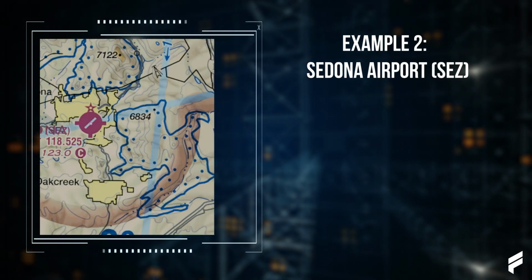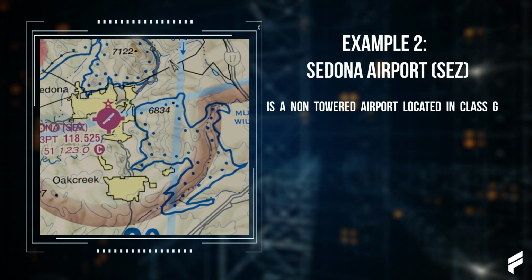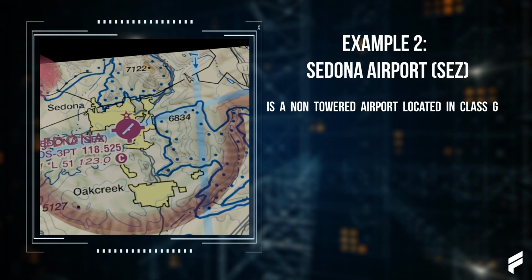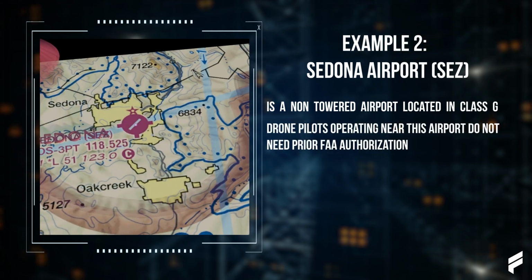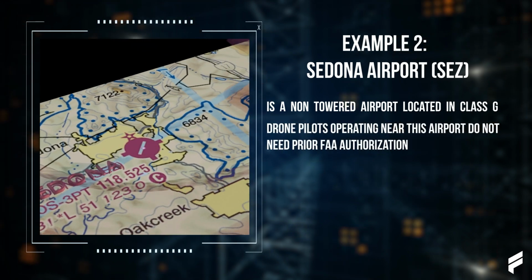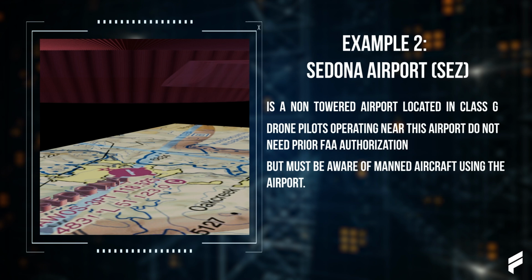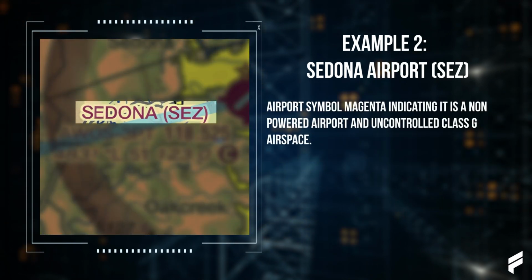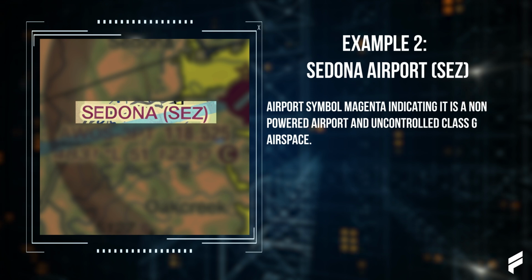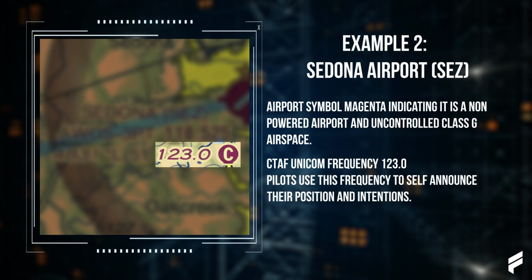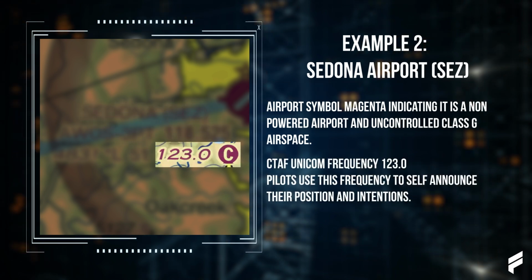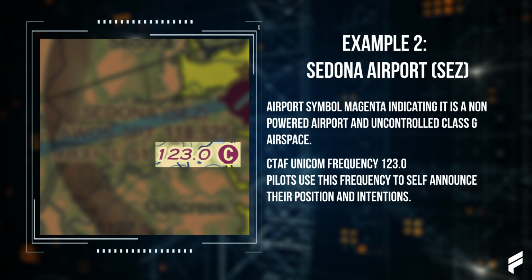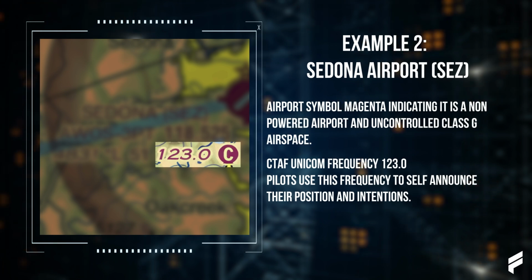Example 2. Sedona Airport, SEZ, is a non-towered airport located in Class G airspace. Drone pilots operating near this airport do not need prior FAA authorization, but must be aware of manned aircraft using the airport. Airport symbol, magenta, indicating it is a non-towered airport in uncontrolled Class G airspace. CTAF, Unicom frequency 123.0. Pilots use this frequency to self-announce their position and intentions.